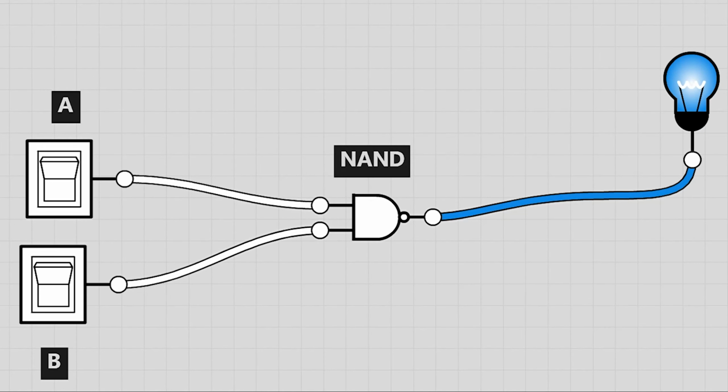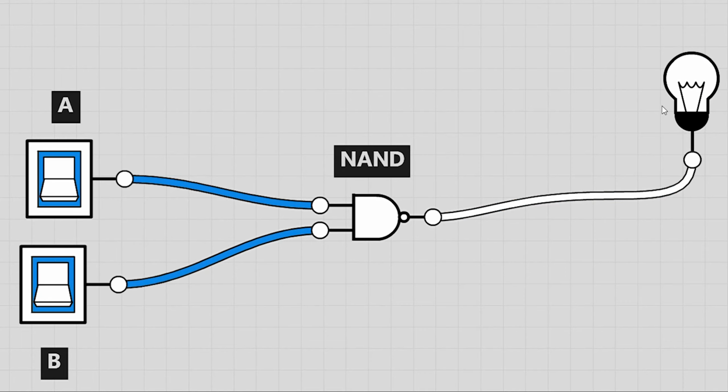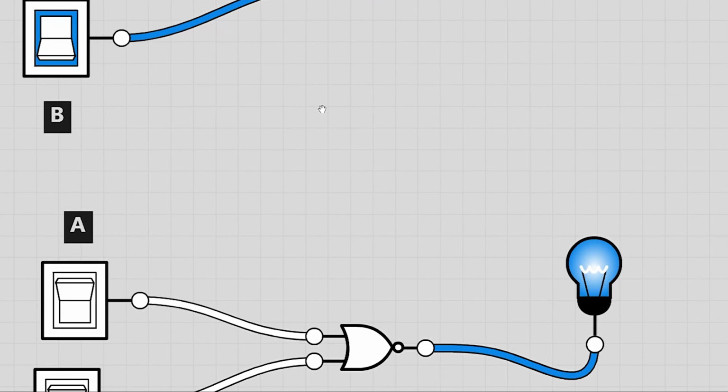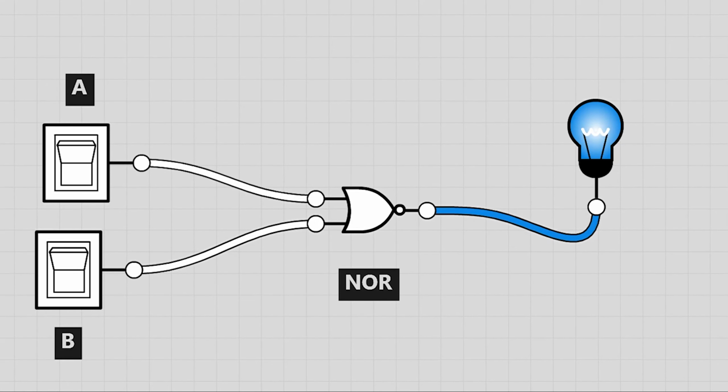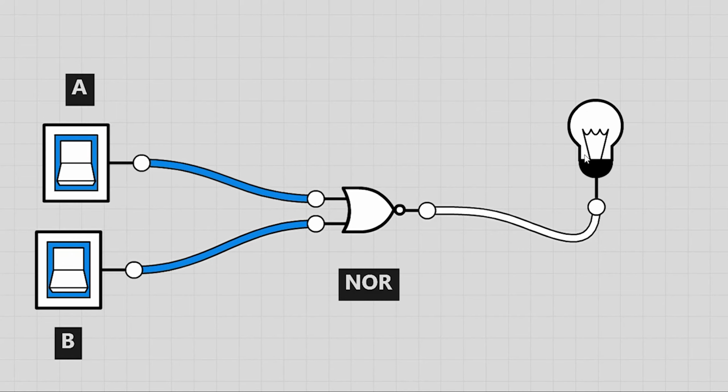Next NAND. 0, 0, the output is 1. 0, 1, the output is 1. 1, 0, 1. 1, 1, 0. Next NOR. 0, 0, 1. 0, 1, 0. 1, 0, 0. 1, 1, 0.